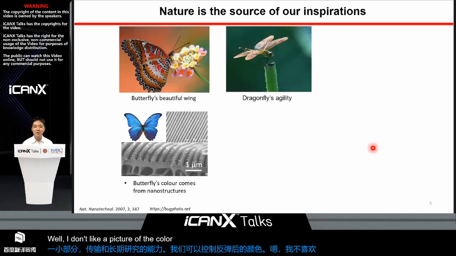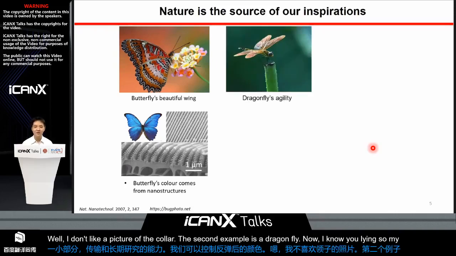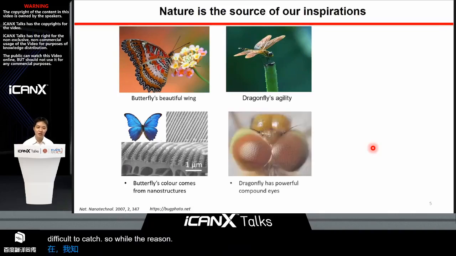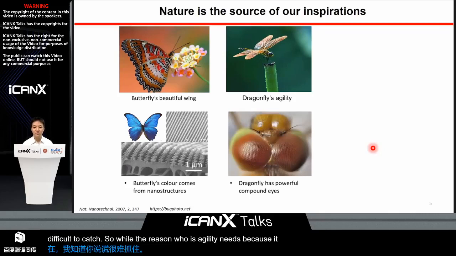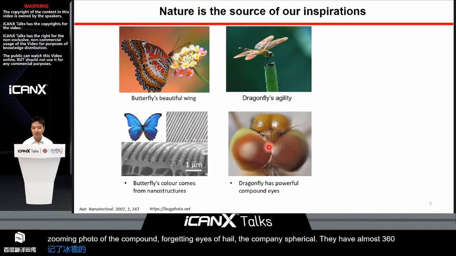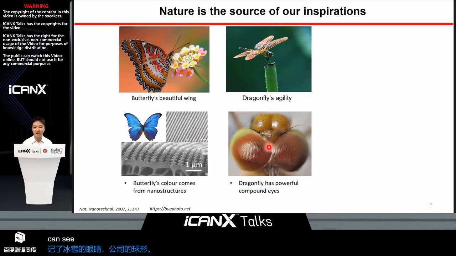The second example is a dragonfly. We all know the dragonfly is so agile, it's very difficult to catch it. One of the reasons for its agility is its very powerful compound eye. You can see this is also a zoomed-in photo of the compound eye. The dragonfly has a pair of compound eyes, spherical. They have almost 360 degrees of field of view. So you can see any threat from any angle. So of course, it's very difficult to catch it.